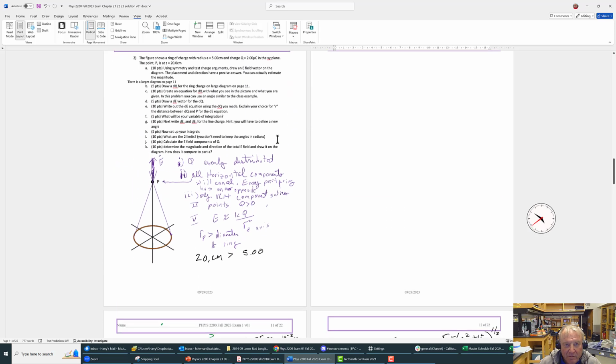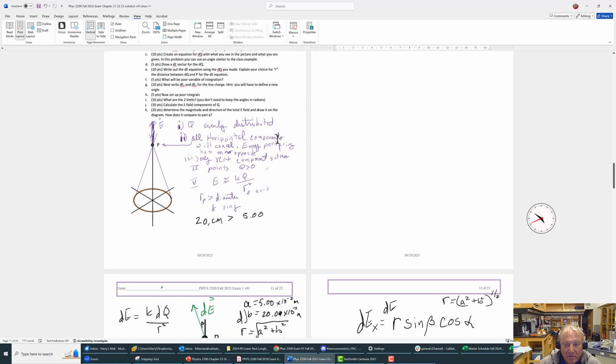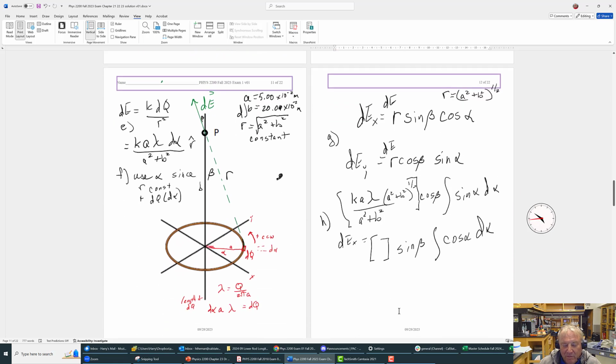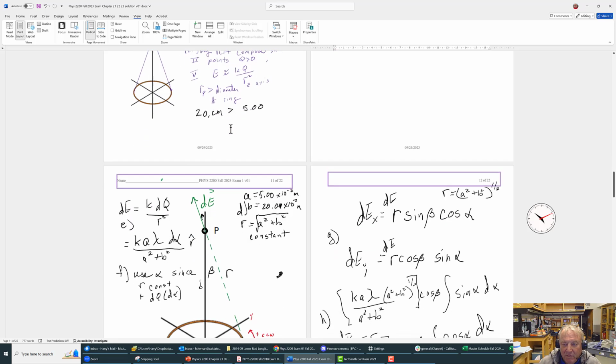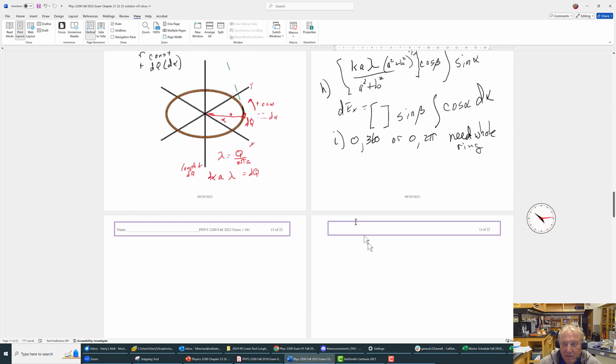And let's see, what are the two limits? Right, so we have to integrate the whole ring. So it's 0 to 360, or it's 0 to 2 pi. We need the whole ring. And what's J? And then do those integrals.